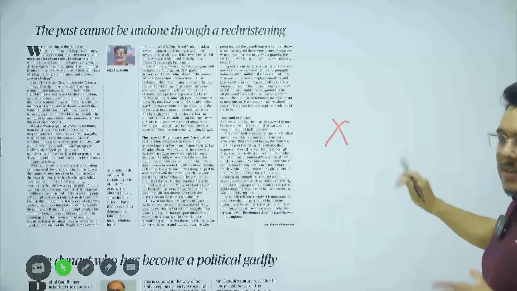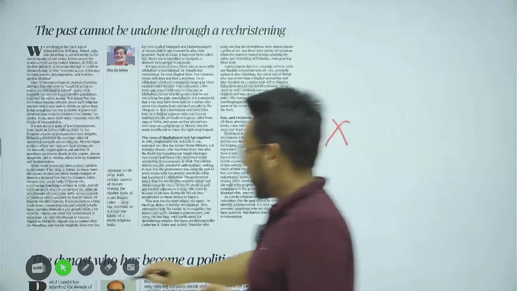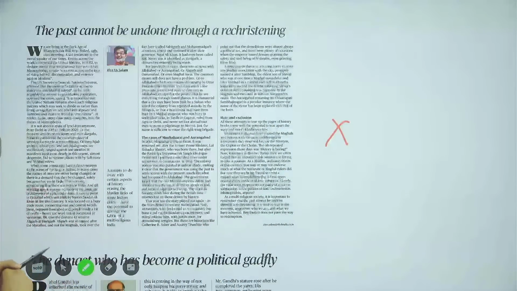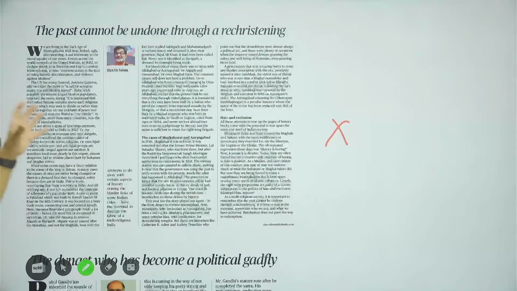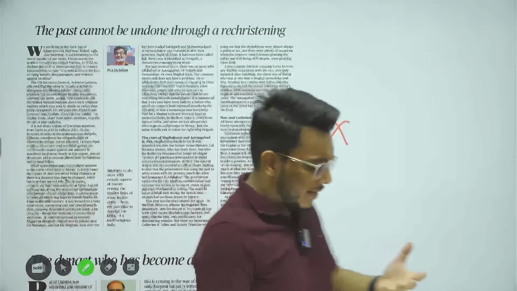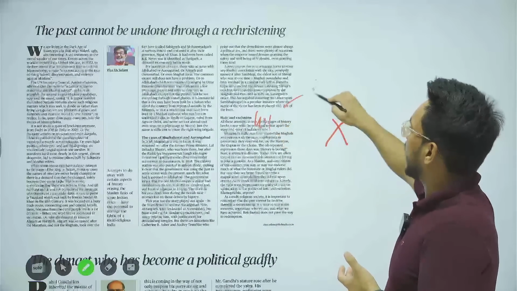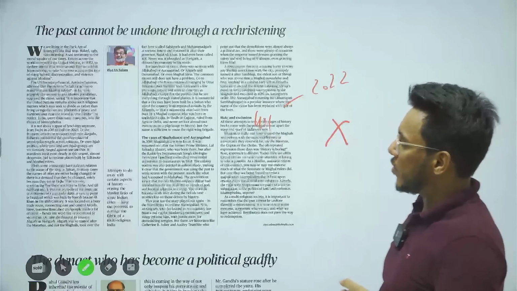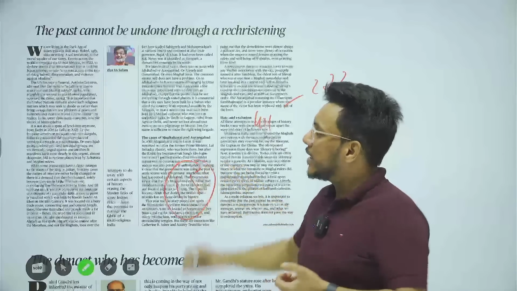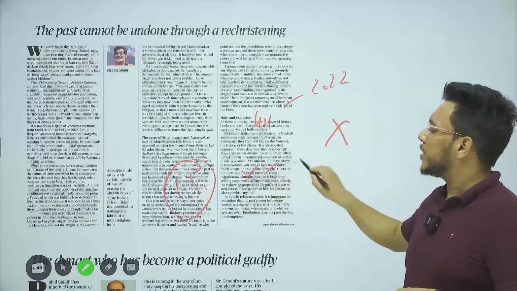Now, moving to the next article. Okay, so guys, here we have two editorials. Number one, the past cannot be undone through re-christening. What is this article talking about? The article says that the United Nations Secretary General had observed that Islamophobia is increasing, and in the United Nations, it was proposed in 2022 that March 15 should be declared as the International Day to combat Islamophobia. But India said that no, such kind of communal matters should not be brought.